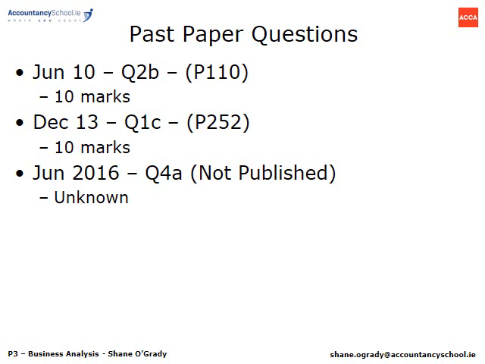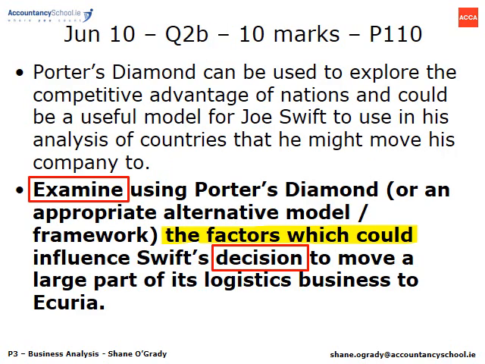Now, it wasn't published, so we don't even know how many marks were available for it. But again, it would have to be divisible by 4 or divisible by 5, depending on how you look at it. If you split factor conditions into 2, there's 5 elements. So, I'm guessing it was maybe a 10 marker, a 12 marker, maybe a 16 marker, as much as that. So very briefly, let's look at them.